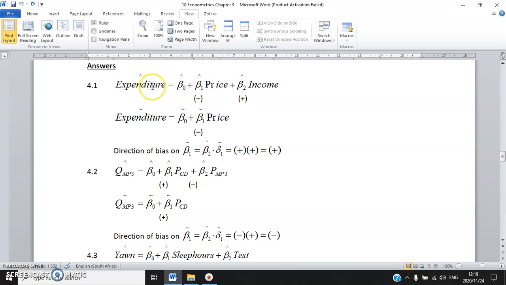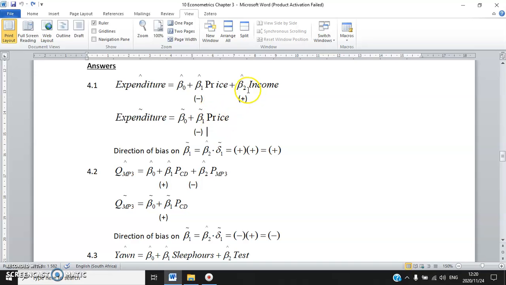The multiple linear regression is expenditure is a function of price and income, and I think B2 hat should be positive because the higher the income, the higher the expenditure, assuming we're dealing with a normal good. B1 hat should be negative because the higher the price, then it becomes expensive, then the lower the expenditure. Then in the second regression, I take out income, then I suspect I commit underfitting.